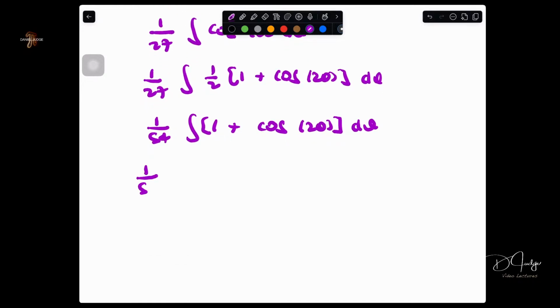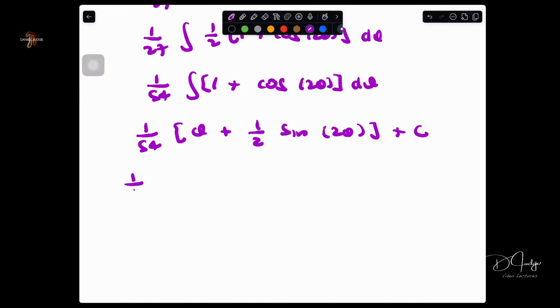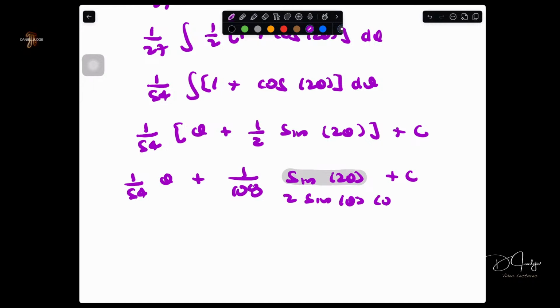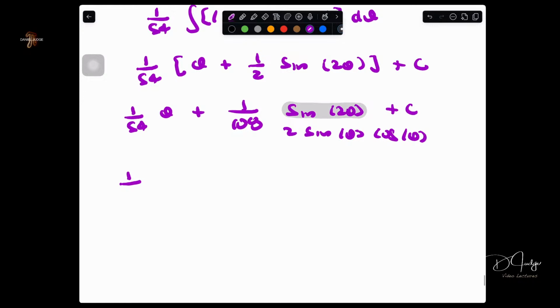So we can integrate: 1 over 54 theta plus 1/2 sine 2 theta plus c. 1 over 54 theta plus 1 over 108 sine 2 theta plus c. We replace sine 2 theta with 2 sine theta cosine theta. So now we get 1 over 54 theta plus 1 over 54 sine theta cosine theta plus c.